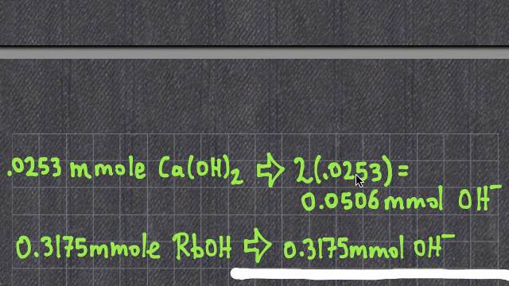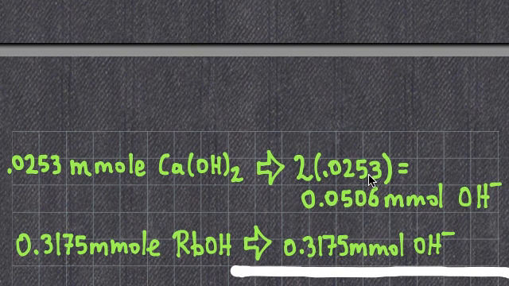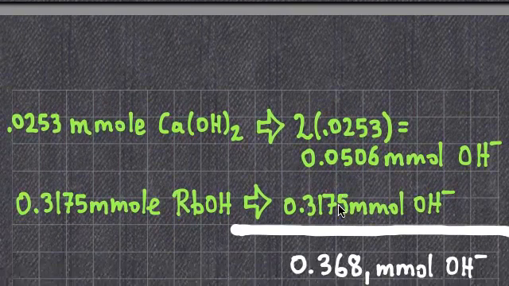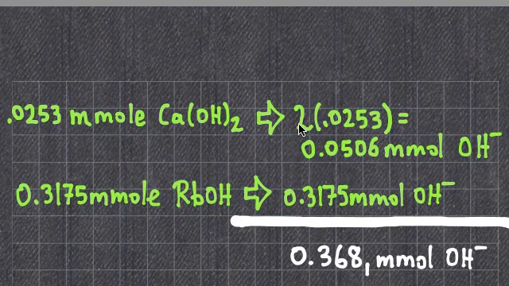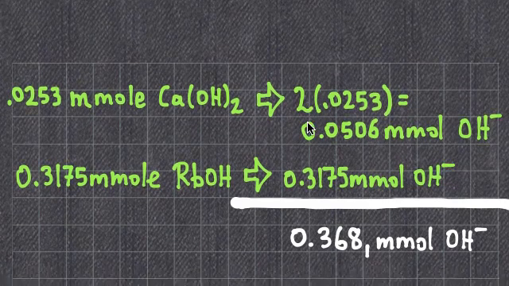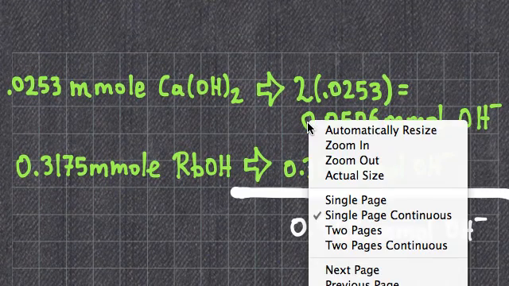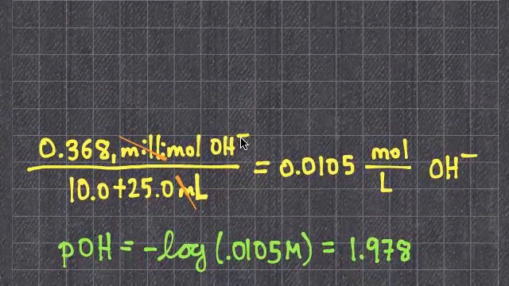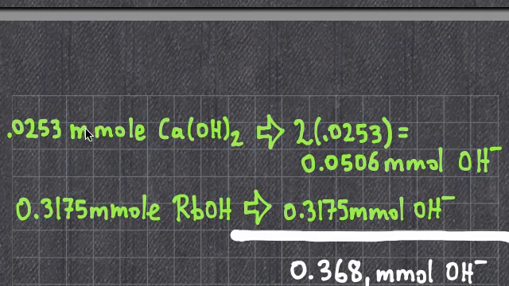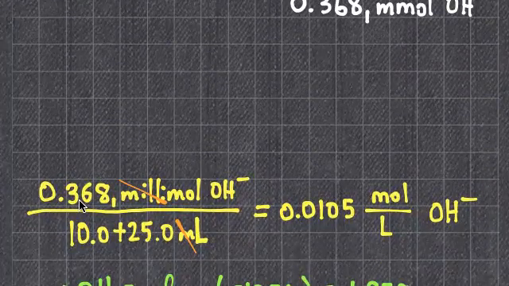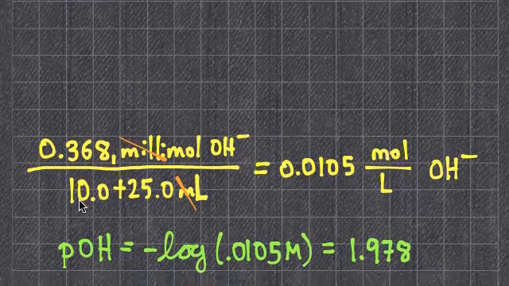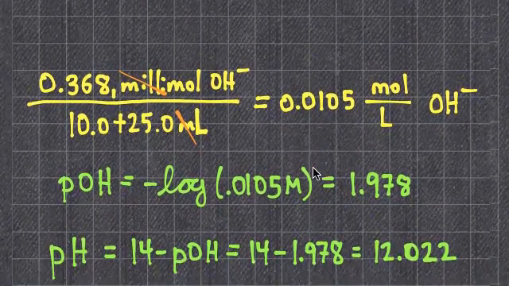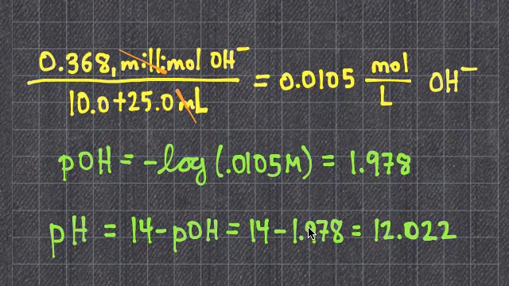So if I had 0.0253 molar calcium hydroxide, it would actually be twice that amount of hydroxide ions. So 2 OHs, that 2, this 2 gives this 2. And I find a total number of millimoles of hydroxide, and I divide by the total volume. It was 10 milliliters of this, and 25 milliliters of the other, a total volume of 35 milliliters. Total molar concentration, moles per liter. Take the negative log, subtract it from 14, that gives you the pH.